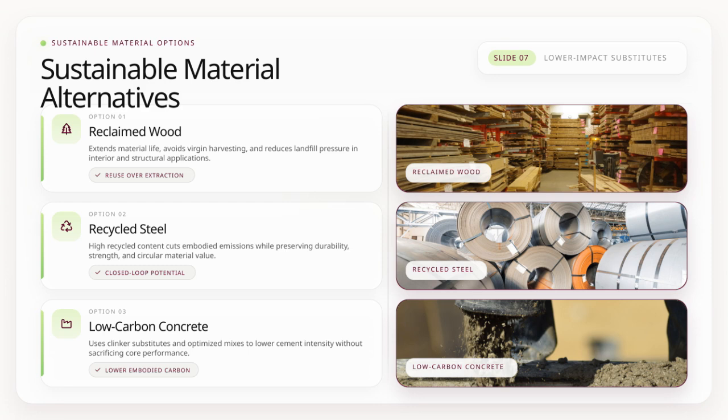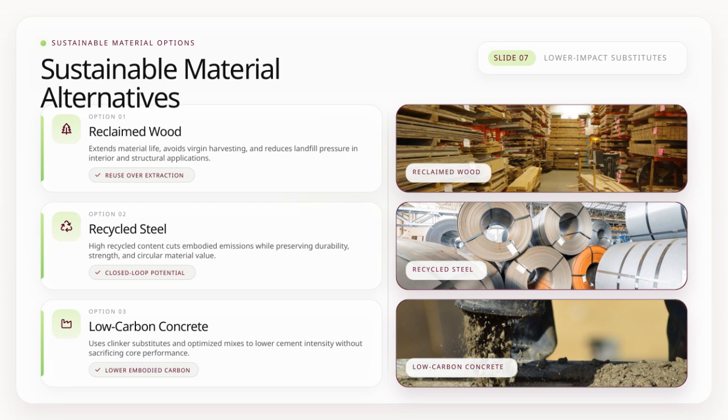Next is recycled steel. Steel with high recycled content helps cut down embodied emissions, while still maintaining the strength, durability, and value that steel provides. This option supports a closed-loop system, meaning the material can continuously be recycled and reused, minimizing waste. Finally, we have low-carbon concrete. This is achieved by using clinker substitutes and optimizing the mix design, which lowers the cement intensity, a major contributor to carbon emissions, without compromising the core performance of the concrete.